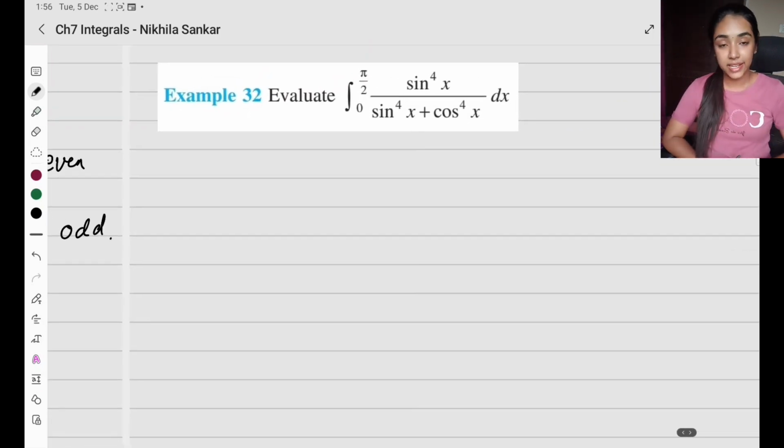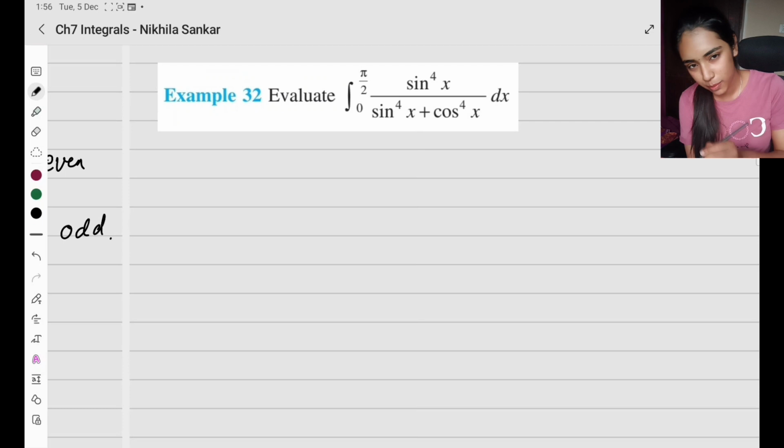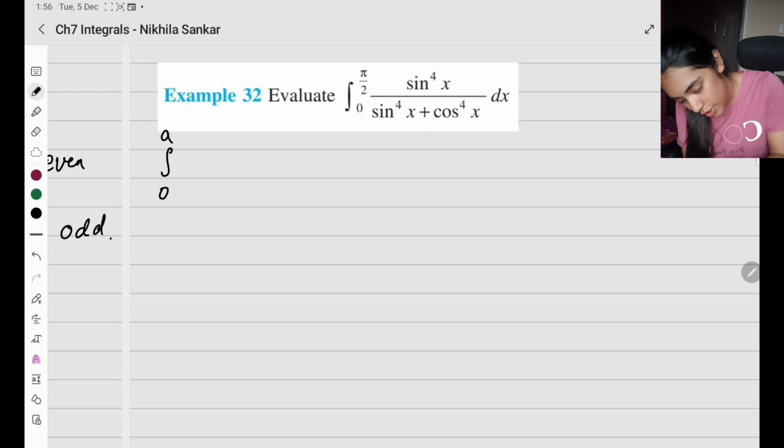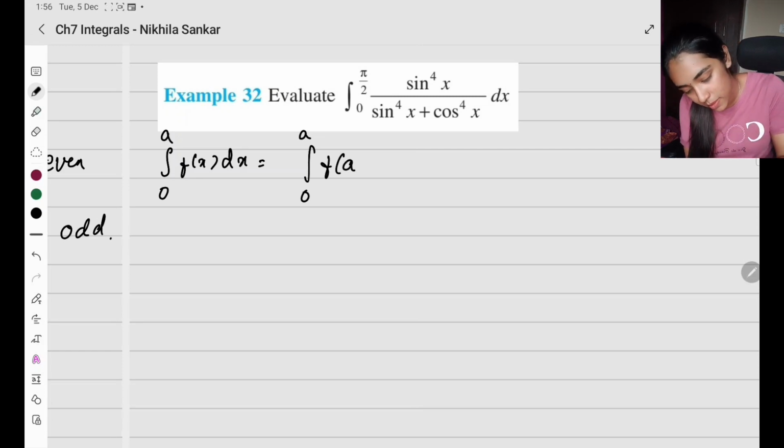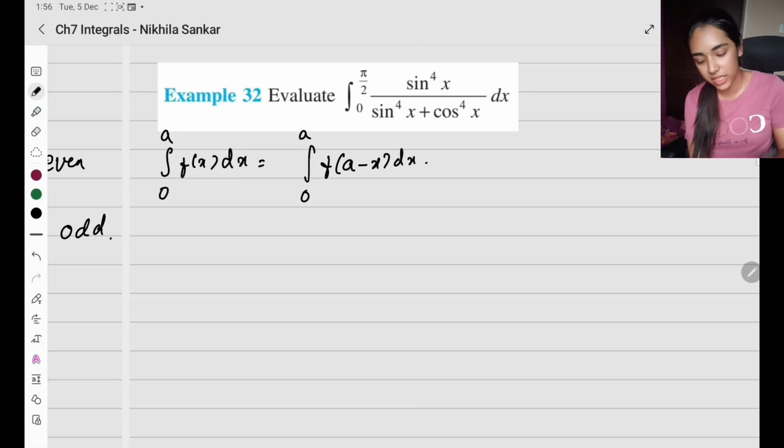Here I have 0 to a. So the same property, this is the property we will use a lot. So pay attention, solve a lot of questions using this property. What property? Integral 0 to a of f of x dx becomes integral of 0 to a f of upper limit plus lower limit minus x times dx. Upper limit plus lower limit 0 minus x times dx. Now in this property, what is the value of a? It is going to be pi divided by 2.